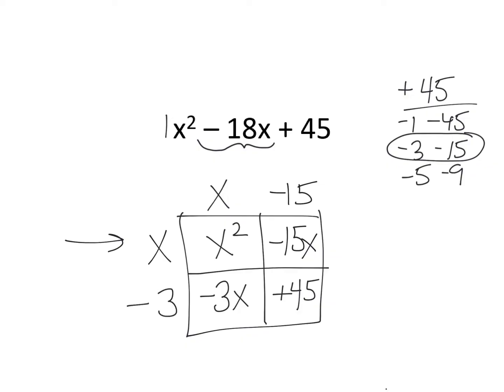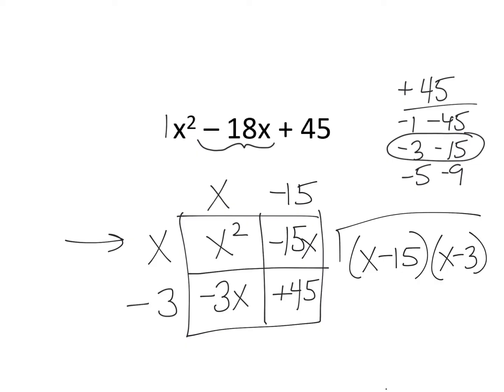So let's see if this works. Does negative 3 times x give me negative 3x? Yep. Does negative 3 times negative 15 give me a positive 45? Yeah. All right, good. So the top binomial, the side binomial, and I am done. That's it.